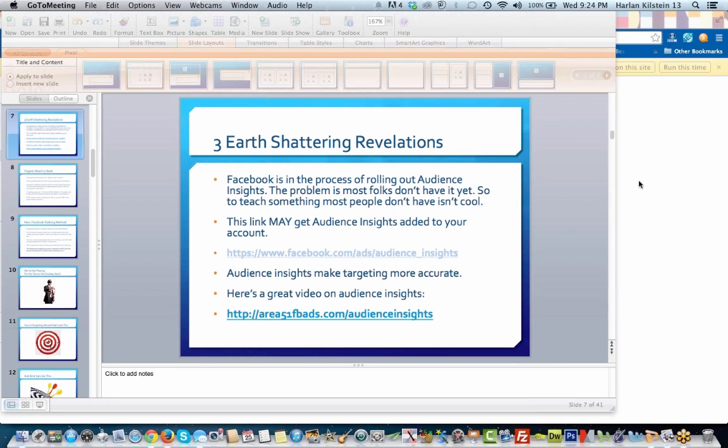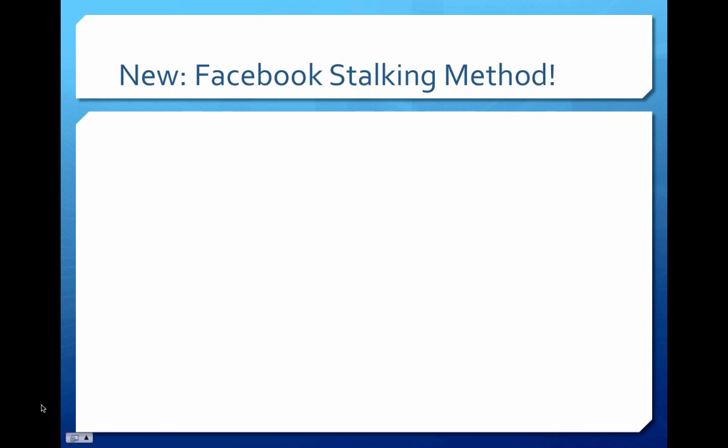Okay, how many people think stalkers are creepy? Okay, so here we go. Let's go back to the Facebook stalker method. They did not like this comment. Facebook and other companies stalk you around the internet, like Santa Claus knows if you're good or bad. Facebook knows where you go on the internet.